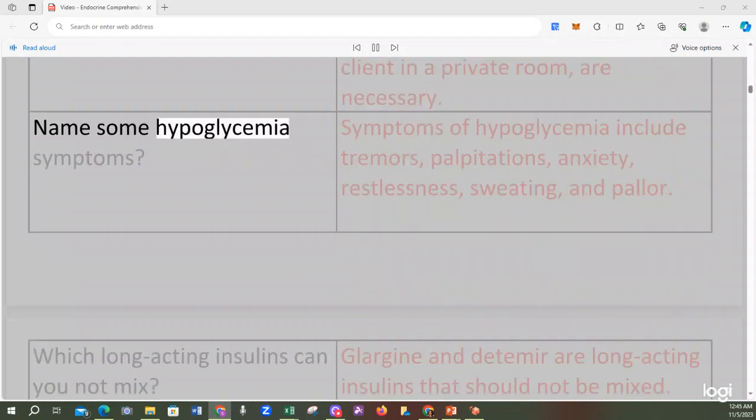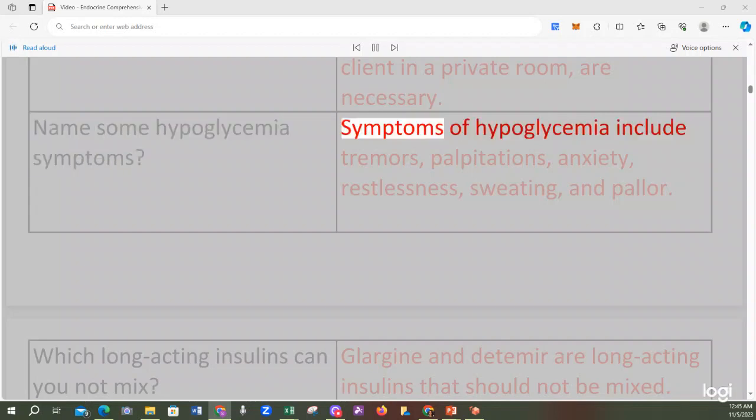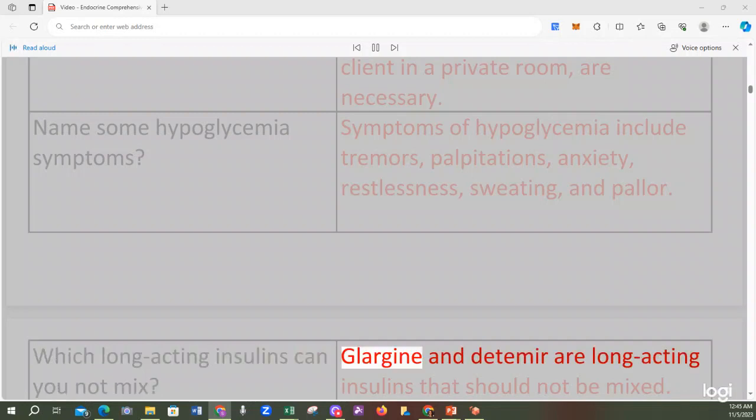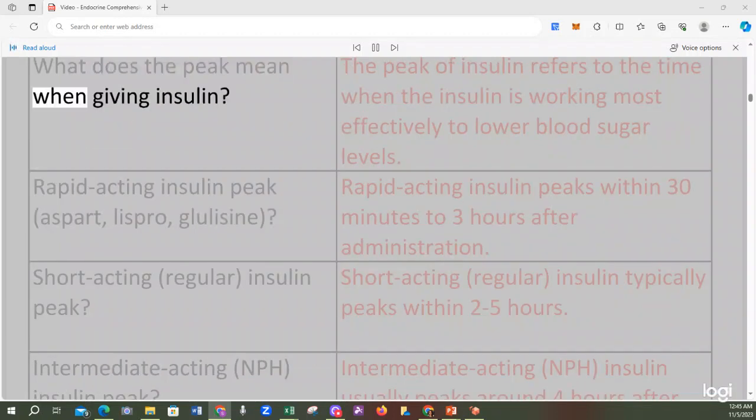Name some hypoglycemia symptoms. Symptoms of hypoglycemia include tremors, palpitations, anxiety, restlessness, sweating, and pallor. Which long-acting insulins can you not mix? Glargine and Detemir are long-acting insulins that should not be mixed. What does the peak mean when giving insulin? The peak of insulin refers to the time when the insulin is working most effectively to lower blood sugar levels.